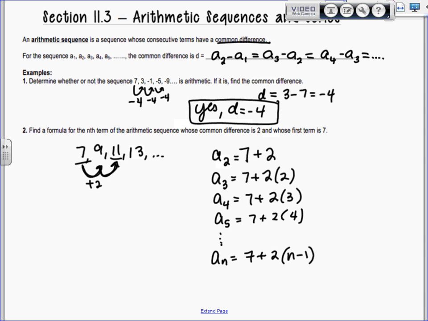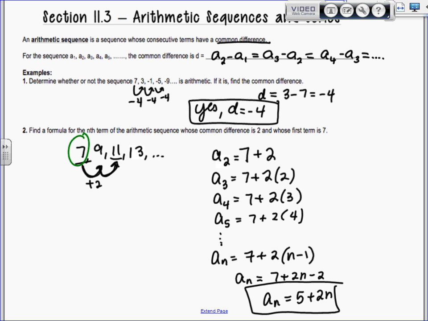Okay, so here's what we have. We have 7 plus 2 times n minus 1. So this ends up being, if you simplify your formula, 7 plus 2n minus 2, which is 5 plus 2n, or 2n plus 5. And then we can always check to see if that works. If I plug in 1, I have 5 plus 2, right? It's 7, so that worked. If I plug in 2, I get 5 plus 4, which is 9. If I plug in 3, I get 5 plus 6, which is 11. So it seems to work, right?